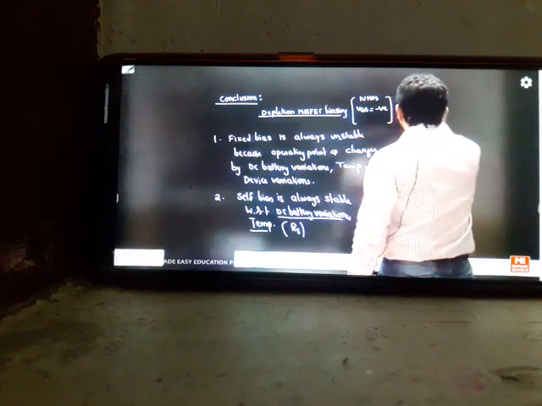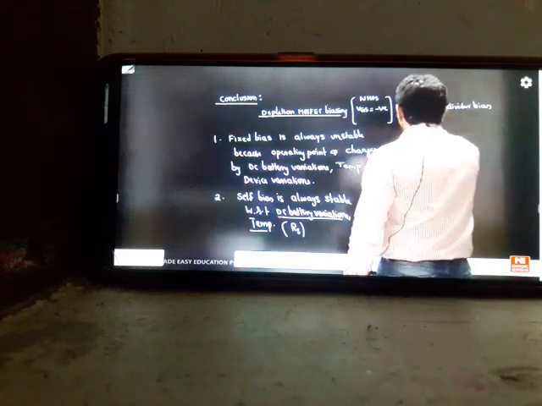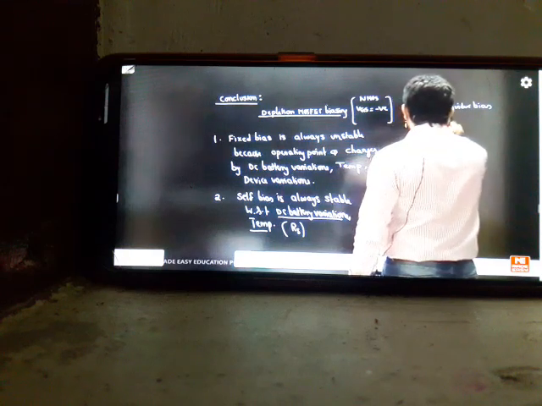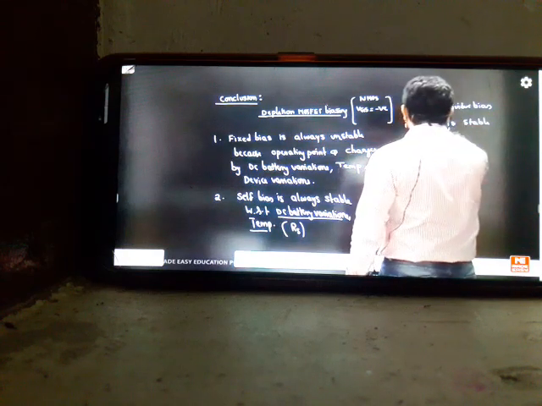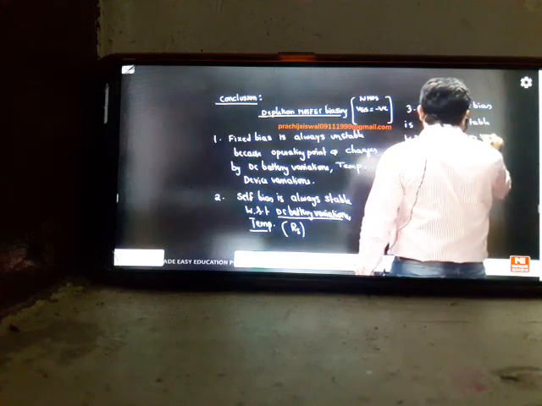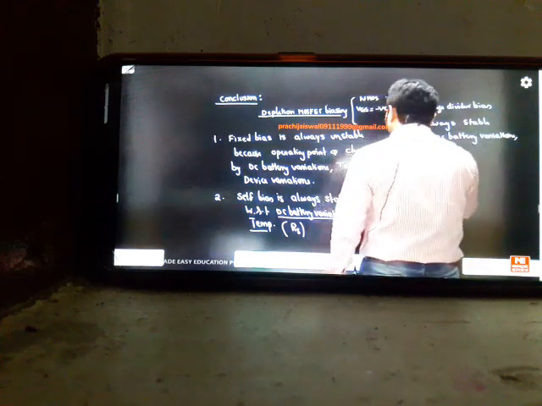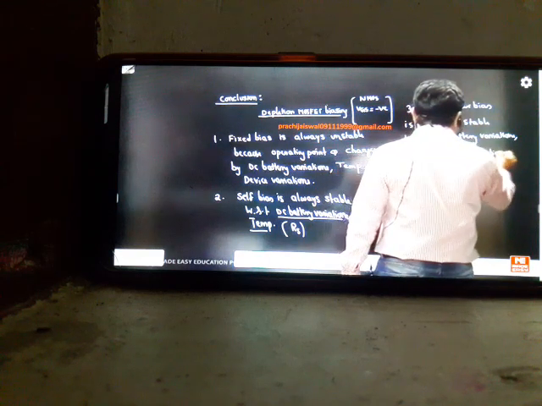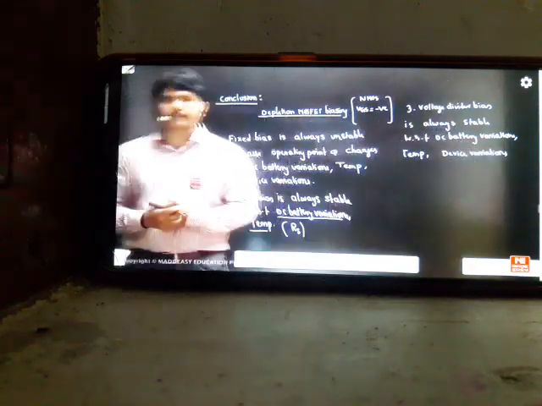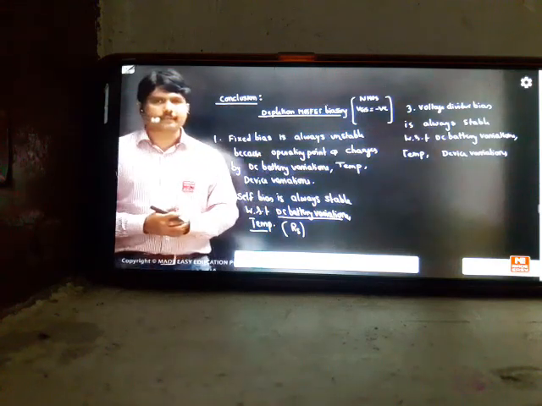The last topic. Point number 3. Voltage divider bias is always stable with respect to DC battery variations. Here also it is controlling DC battery variations and temperature. Not only that, it is controlling the device variations. Okay? So the only difference between self bias and voltage divider bias is that device variations are also controlled very nicely by voltage divider bias.